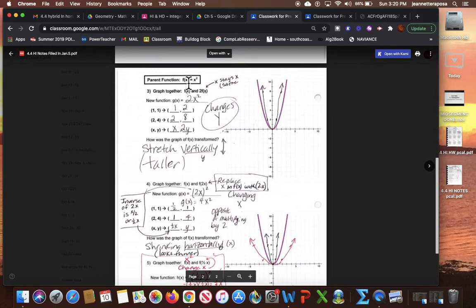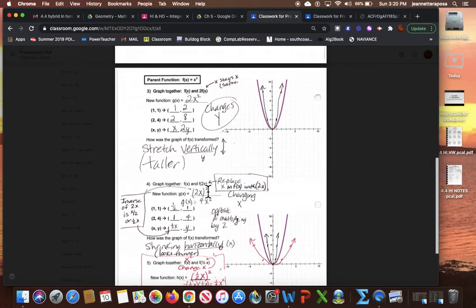1 squared equals 1. But in this new equation, (2x) squared, I'm going to have to plug in 1/2 for x to get 1 out for y, because 2 times 1/2 is 1, and then 1 squared would give me 1. So it changes the x coordinate. So what that does is every x coordinate is cut in half, but the y coordinates stay the same.